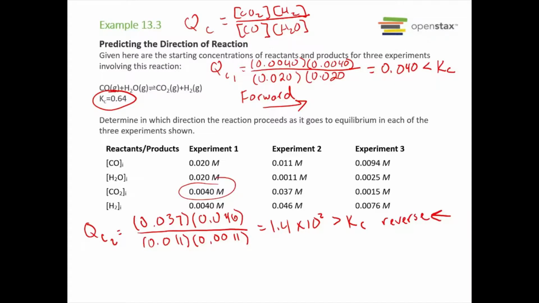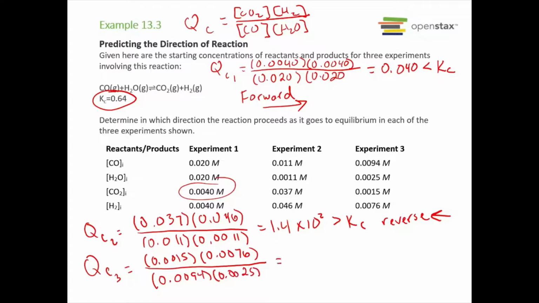We need more reactant. And then last one is Qc3. We have for our product 0.0015 molar for CO2 times 0.0076 for H2 divided by 0.0094 for CO times 0.0025 for water. And this is 0.48. A little bit closer to our Kc value, but still less than it. So this tells us the forward reaction is going to be the direction that our reaction goes.